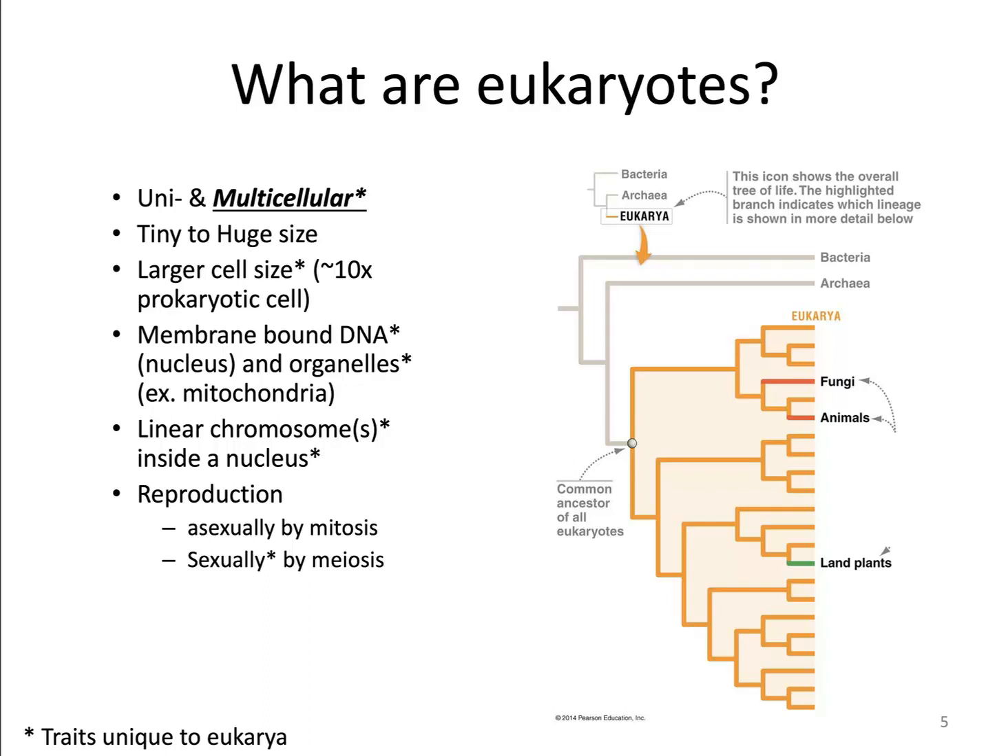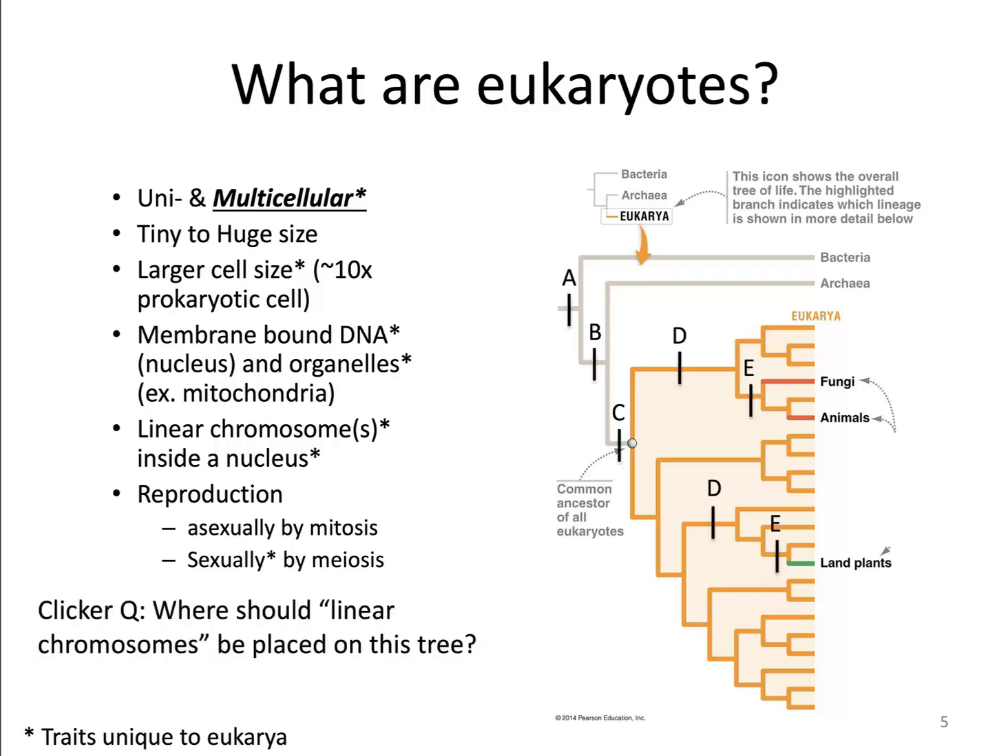They have membrane-bound DNA that's wrapped up in a nucleus, and they also have organelles, little things floating around inside the cells that are membrane-bound, like mitochondria, chloroplasts, and the other organelles that you have probably learned about in high school. They have linear chromosomes inside their nucleus. Linear chromosomes are a trait that's unique to the eukaryotes. And they can reproduce both asexually by mitosis and sexually by meiosis, and the ability to reproduce sexually is unique to the eukaryotes. So, first question: where should linear chromosomes be placed on this tree?